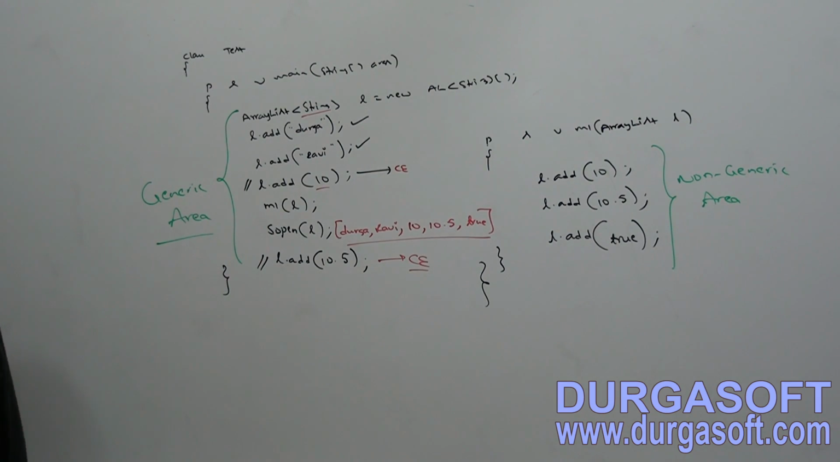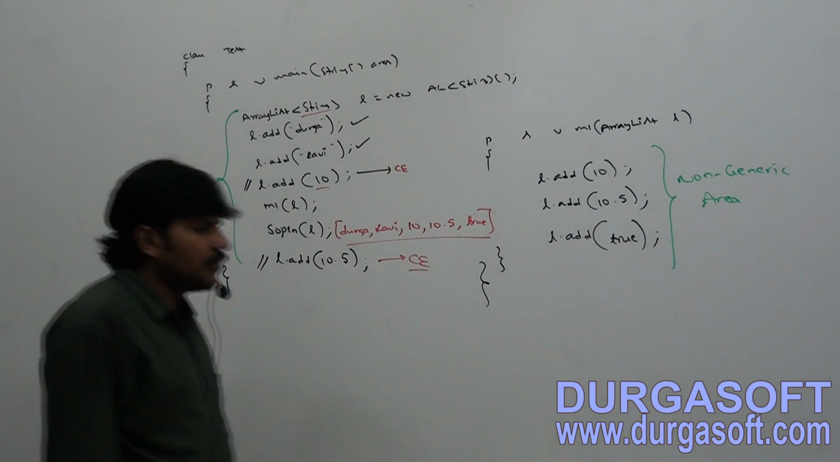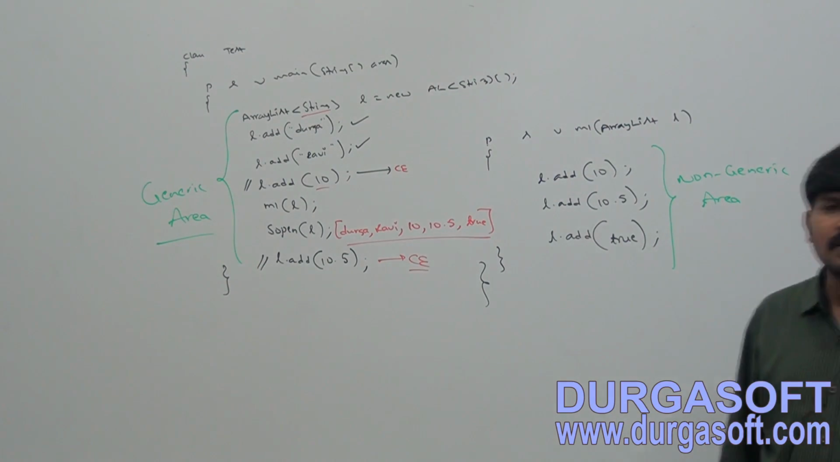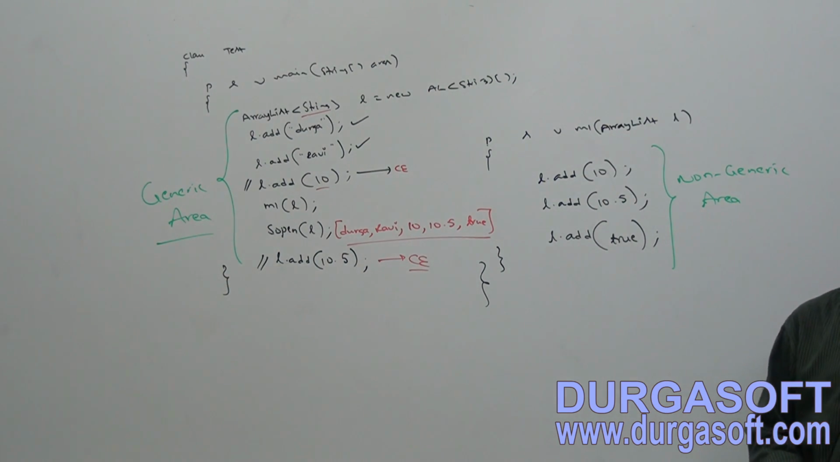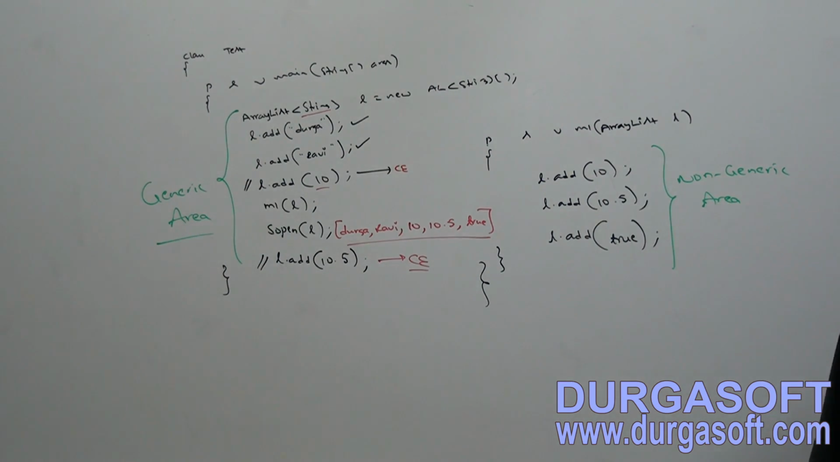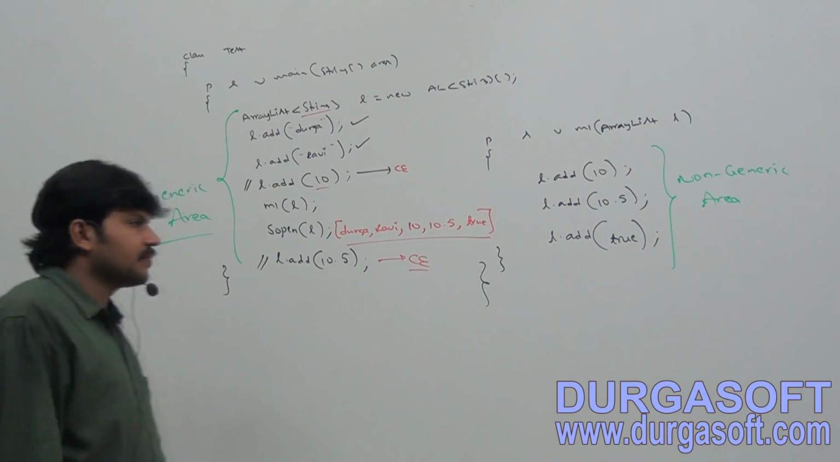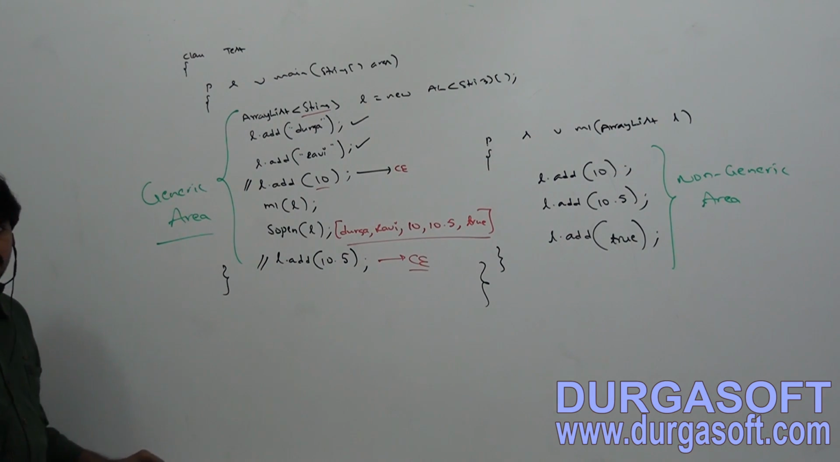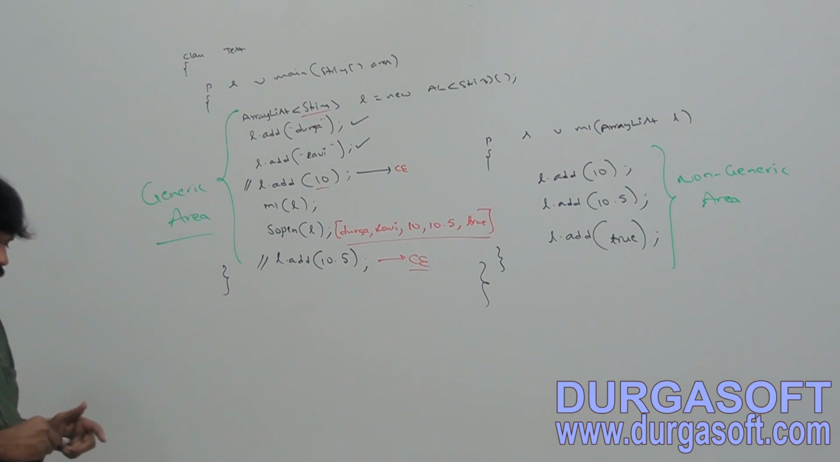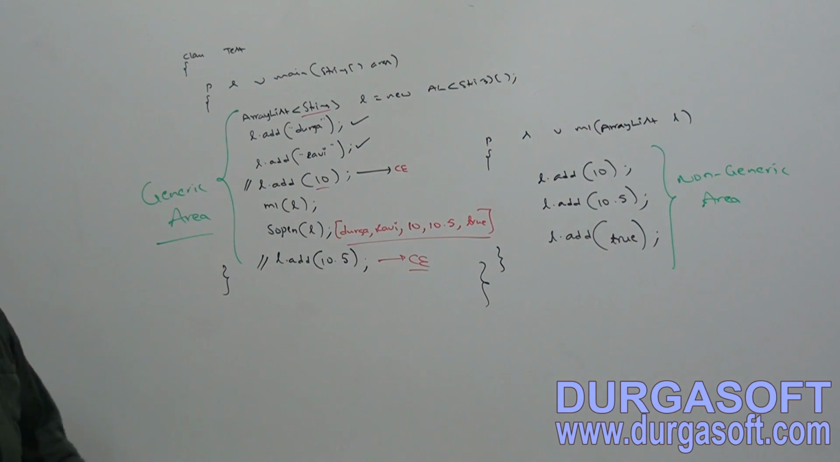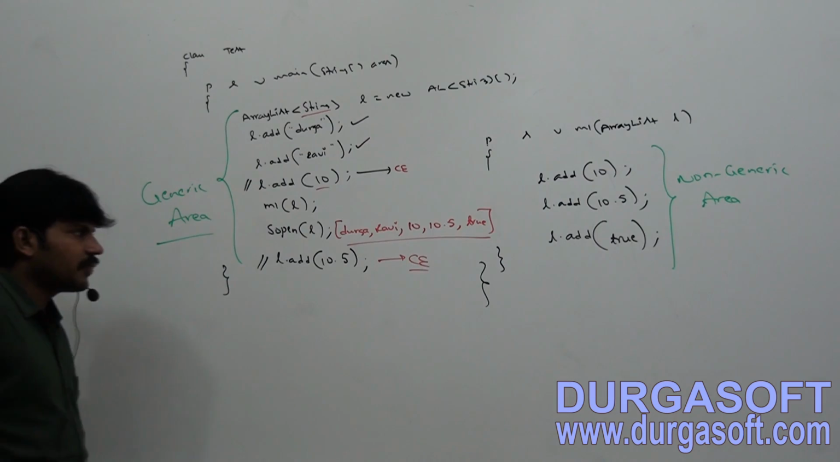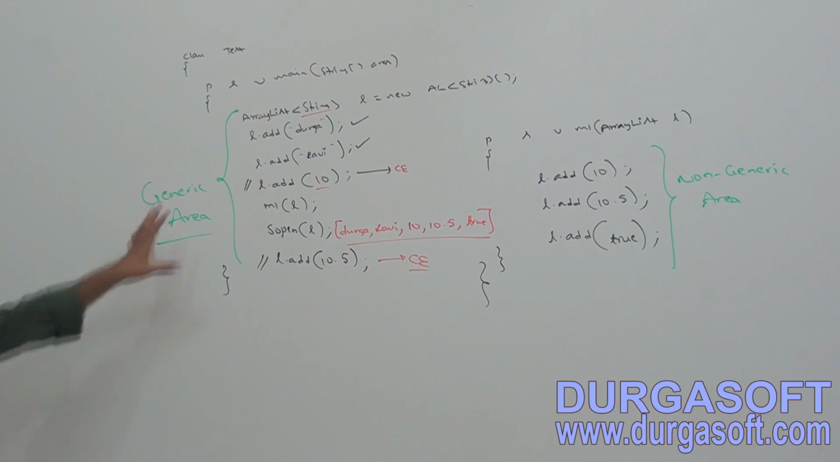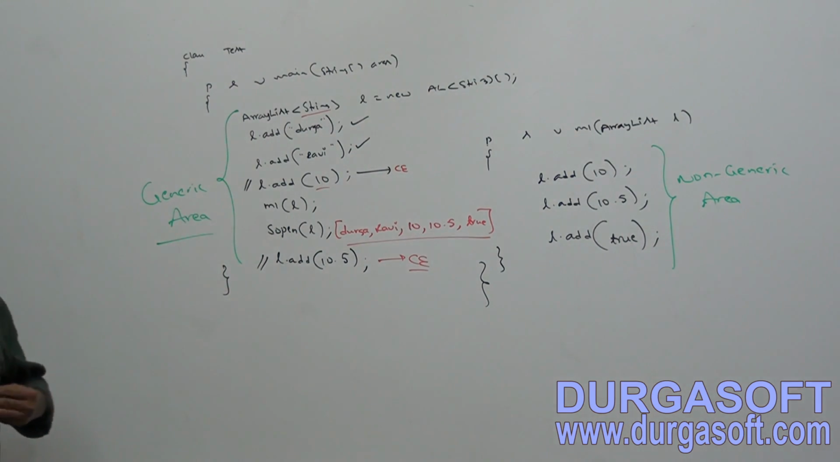Communication with the non-generic code. What is the behavior, right? Communication with the non-generic code. What will the behavior be like? L.add(10.5), true. So this is a generic area, that one is a non-generic area, right? Take it clearly.